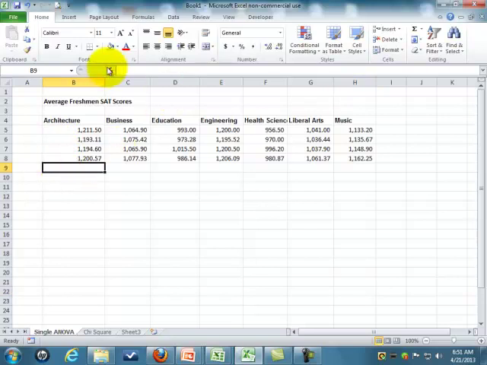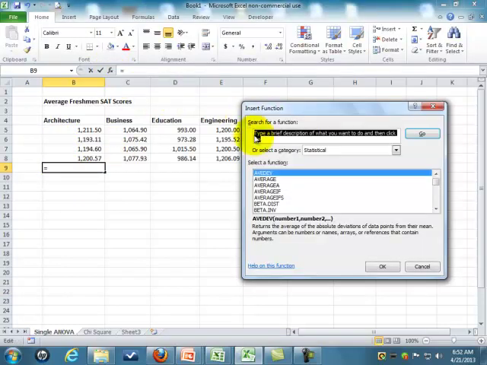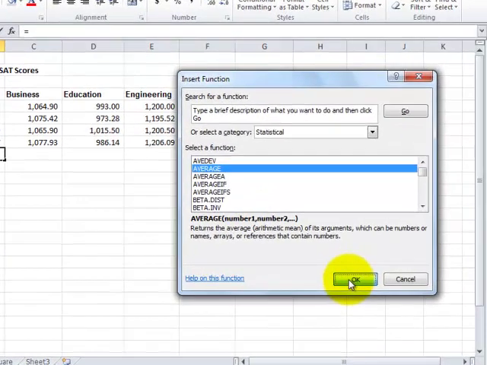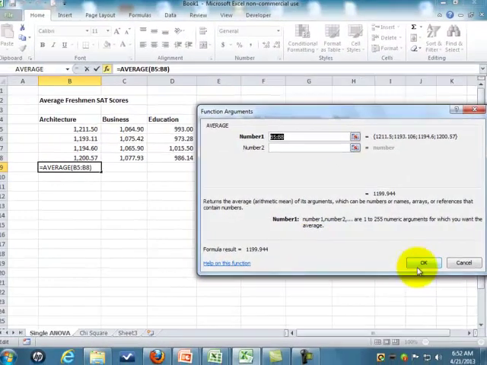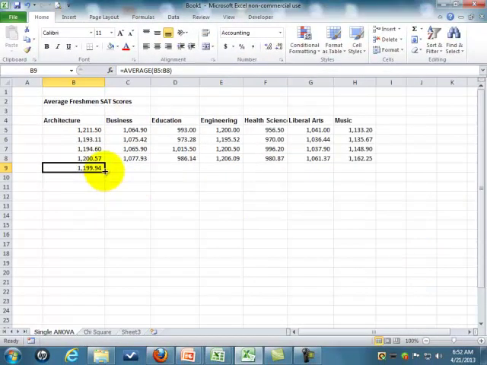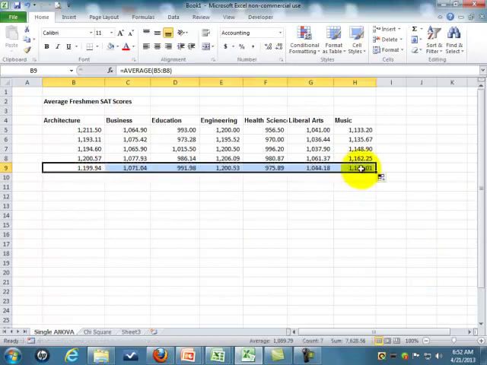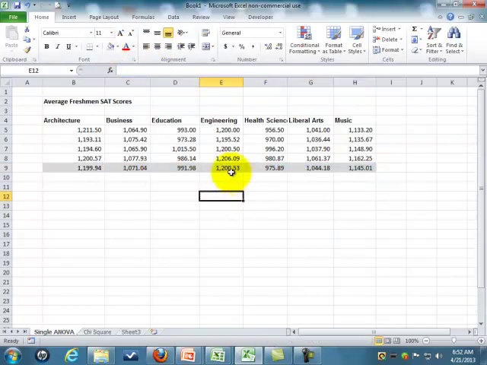Well, just to get an eyeball, we could go up here to function and put in an average. And it's going to average those, and we could fill it over to the right. So eyeballing this, there seems to be a pretty good difference. Let's highlight that. Pretty good difference between our engineering students, which is 1200 SATs, and our health sciences, 975.